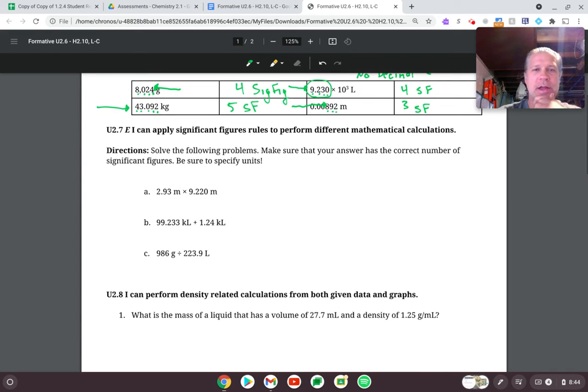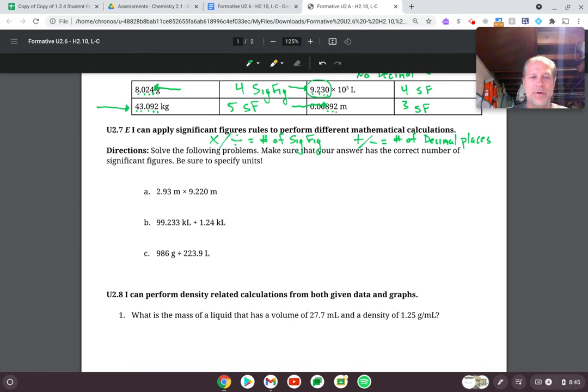The next learning target that we're going to go through here is applying significant figure rules for performing different mathematical calculations. So the rules are pretty simple. Multiply and divide, your answer is based on number of sig figs. Add or subtract, your answer is based on number of decimal places, or decimal places past the decimal.